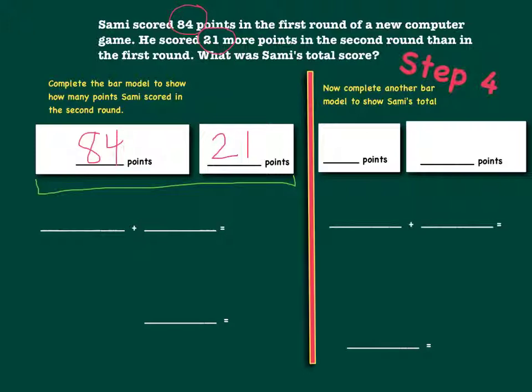So here I'm going to add together 84 points plus 21 points. Well, I'm going to arrange my numbers like we've talked about with our place values, and I'm going to put them up and down so that I can see my place values are lined up correctly. What is 4 plus 1?